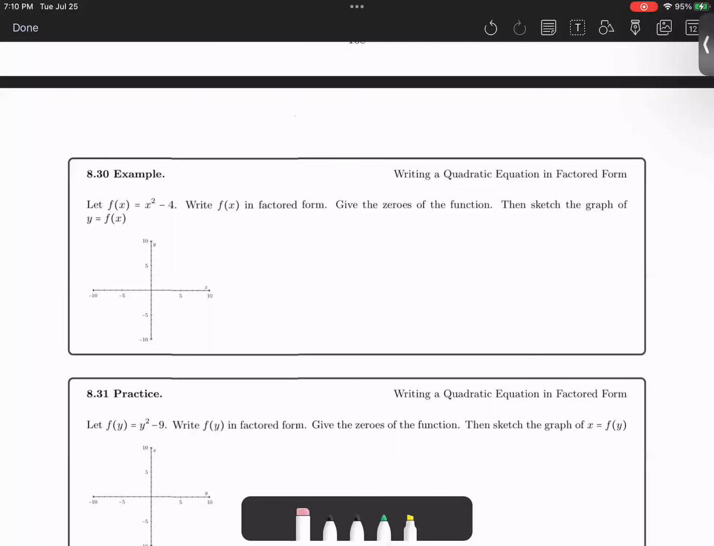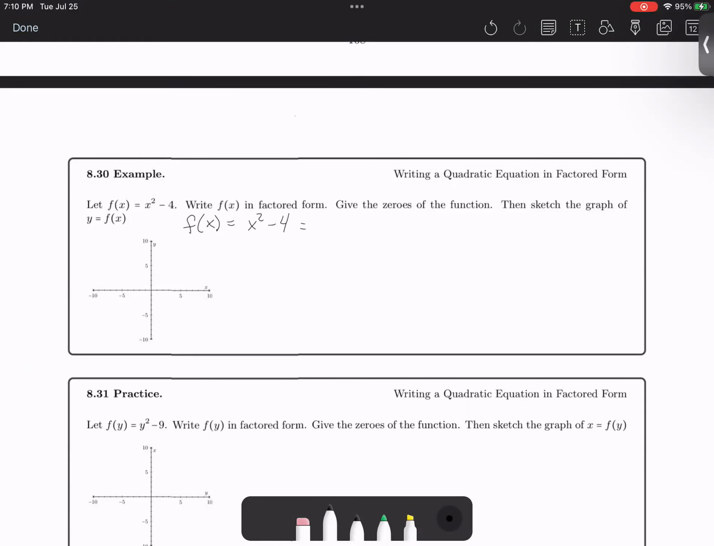All right, let's work on this example. We have a quadratic function, x squared minus 4. And first we want to write f of x in factored form. So we're looking for the zeros of this equation. All right, f of x is x squared minus 4.